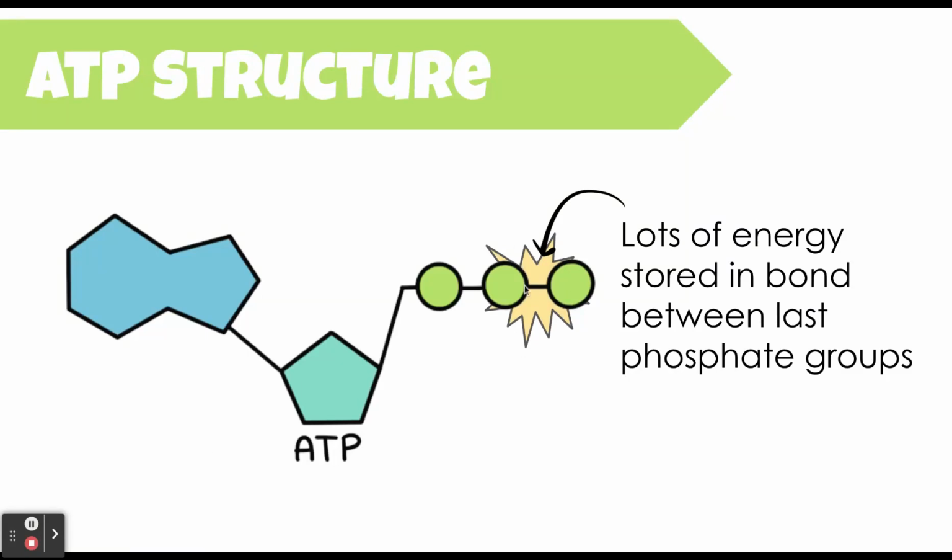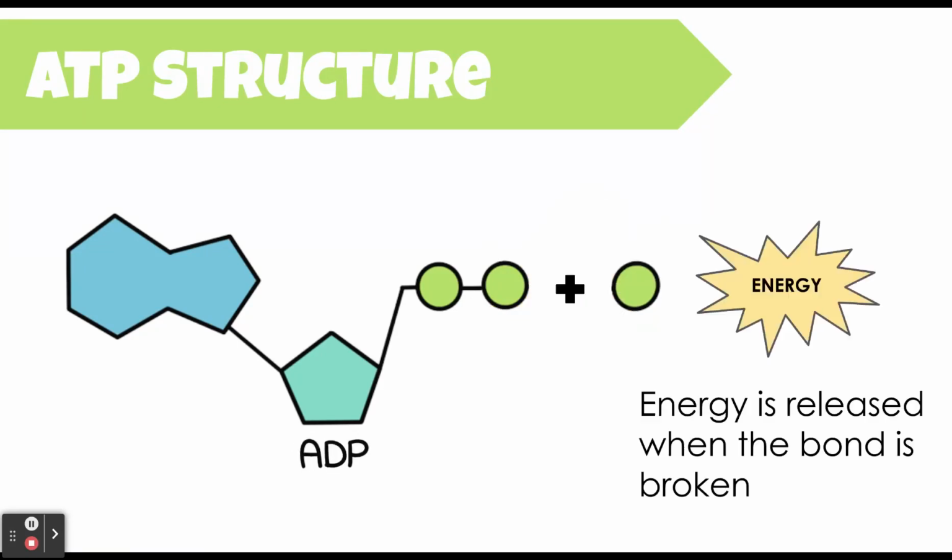The bond holding those phosphates together, especially the last bond between the last two phosphates, has lots and lots of energy stored inside of it. If that bond is broken and we break off that third phosphate, energy gets released. Now the cell can use that energy for movement, for transport, and so on. So now we have a new molecule that's left over, and a free little phosphate all by itself.